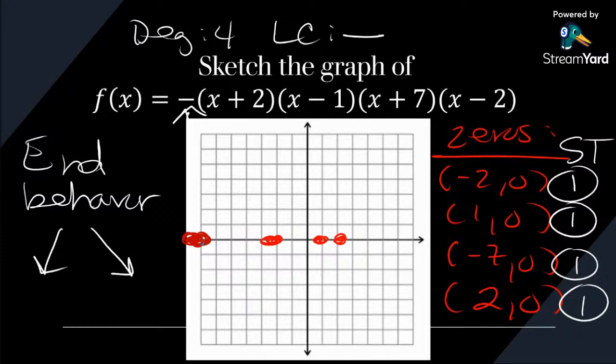My end behavior is still the same. Far left goes down, far right goes down. Multiplicity is still only happening once for each of these. So when I get to negative 7, I go straight through, turn. At negative 2, I go straight through, turn. At 1, I go straight through, turn. And then at 2, I go straight through.